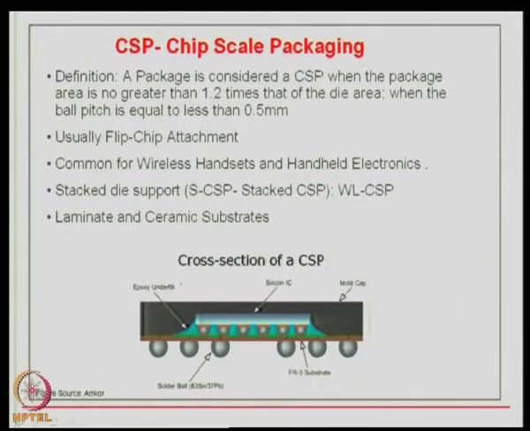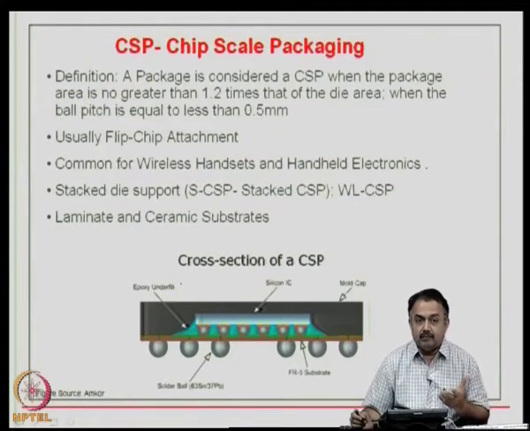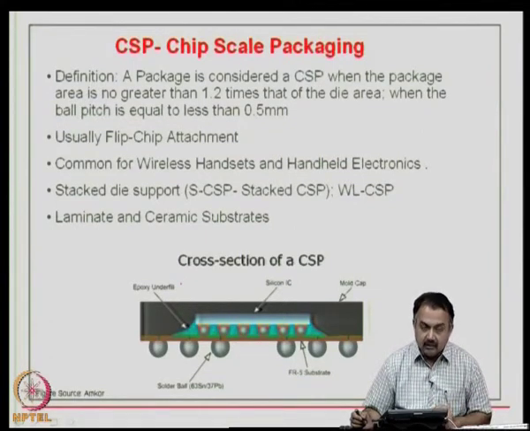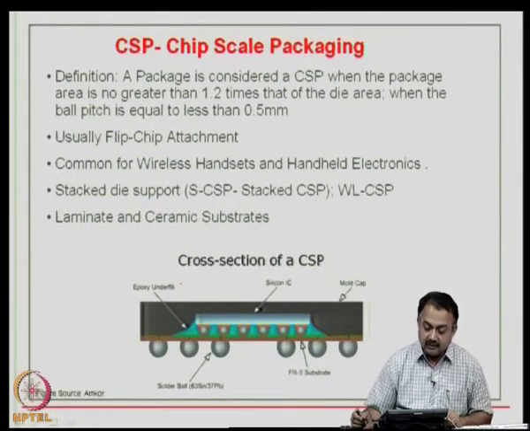So, what is a CSP compared to a BGA? The first thing that we have seen is the pitch equal to 0.5 mm or less than 0.5 mm for it to be classified. If you look at the definition, a package is considered a CSP when the package area is no greater than 1.2 times that of the die area.